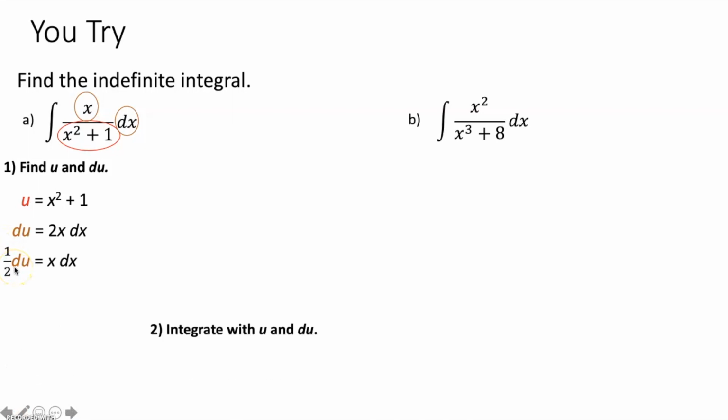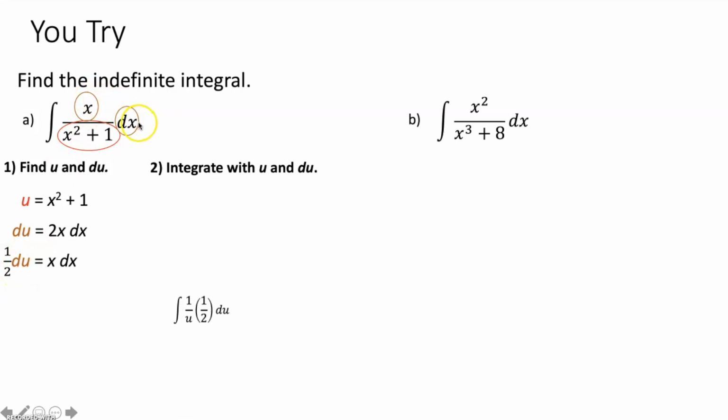Now what I can do is rewrite this indefinite integral in terms of u and du. I'm going to substitute u in for x squared plus 1. I'm going to substitute 1/2 du in for the x dx. Now I have my indefinite integral in terms of u and du, so I can prepare this for integration and integrate. How do I prepare this? I take this 1/2, this constant, move it out front of the integral sign, and now I'm ready to integrate.